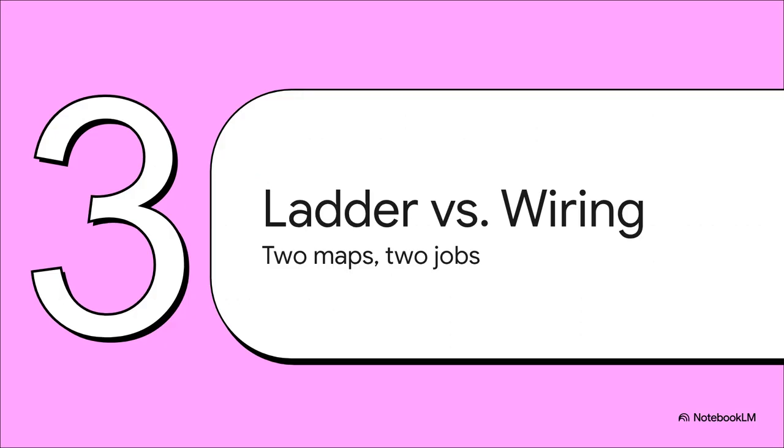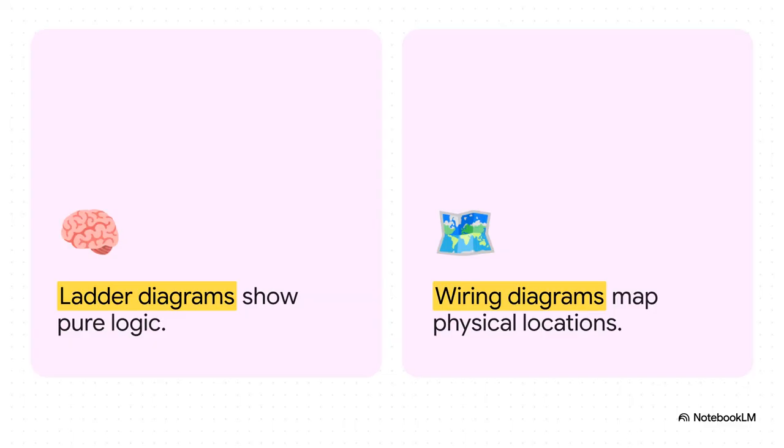Okay, Section 3, Ladder versus Wiring Diagrams. We essentially use two very different maps to understand the exact same machine. Knowing which one to pull up is going to save you hours. The wiring diagram, that's your physical map. It shows components and their actual locations with wire colors, plugs, harness layouts. It's messy, but it's what you use to physically find a component in a crowded panel. The ladder diagram, though, strips away all that visual clutter. It reveals the pure logic and sequence of operation. You use the ladder diagram to figure out the why behind a system failure.